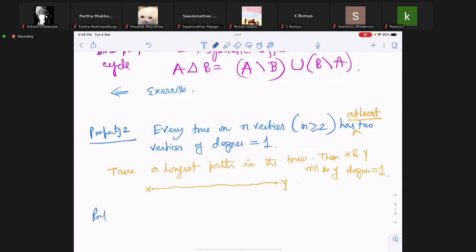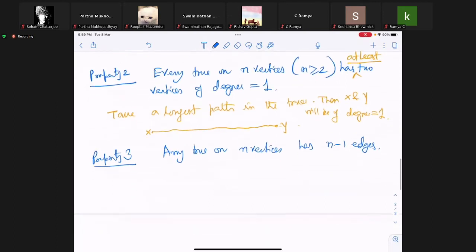So, property 3. Any tree on n vertices has n minus 1 edges. Yeah. So this proof is also trivial, almost very simple. So it's induction on n. If n equals 1, you just have one vertex. It's true.